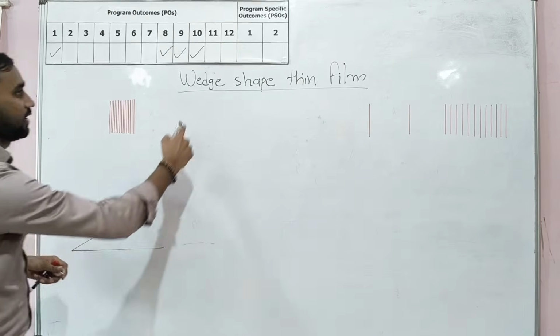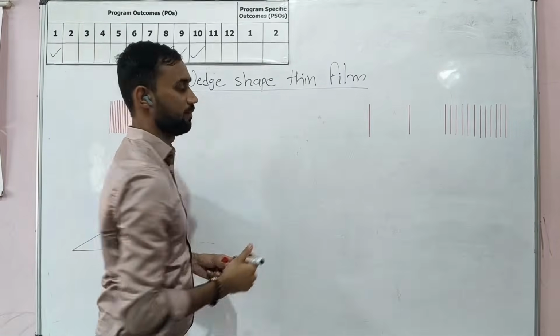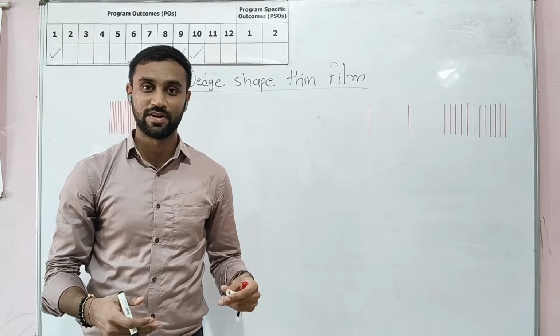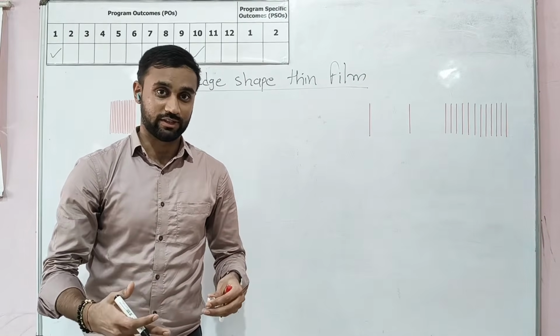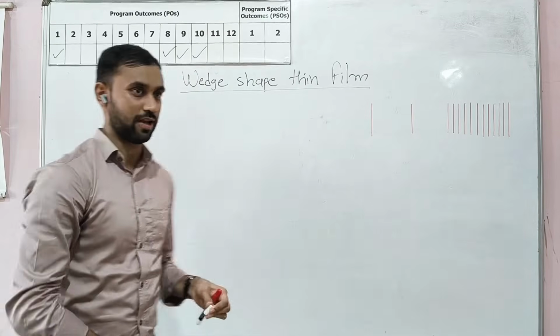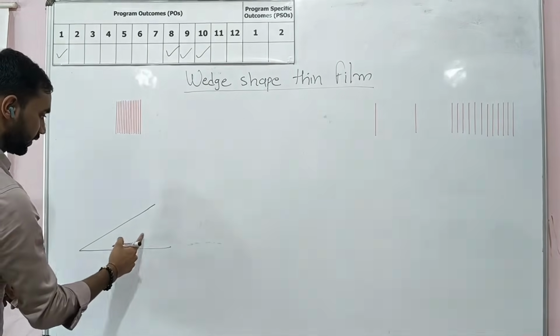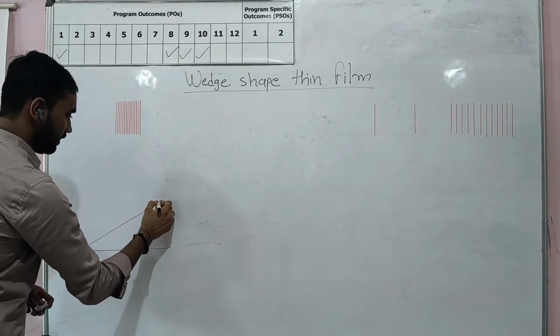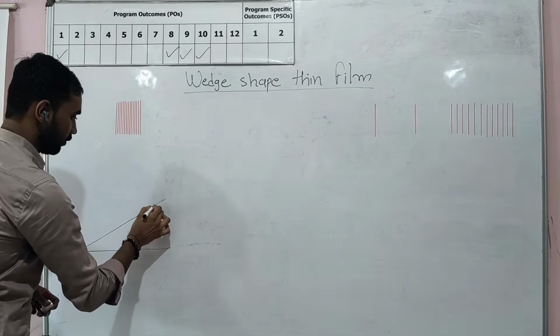Okay. And the other term is thin film. We have discussed in class, thin film is an optical medium which is very thin. Very thin means what? Its thickness is in the range of a few micrometers. Okay, so this is kind of a wedge shaped thin film. So its thickness should be in the range of a few micrometers.